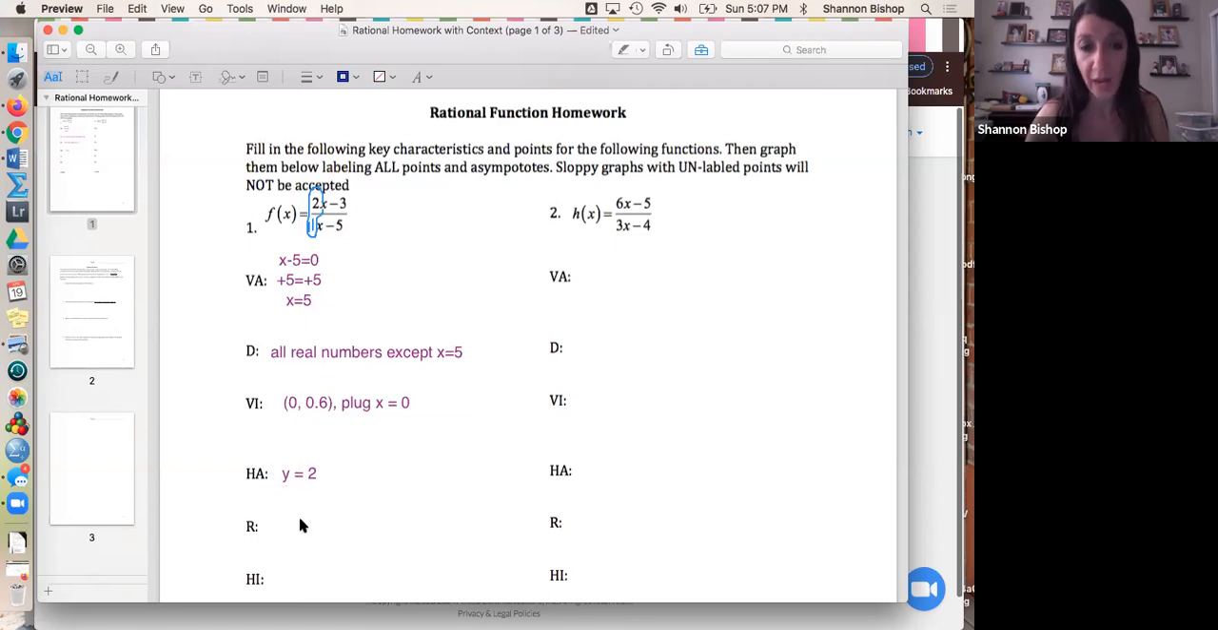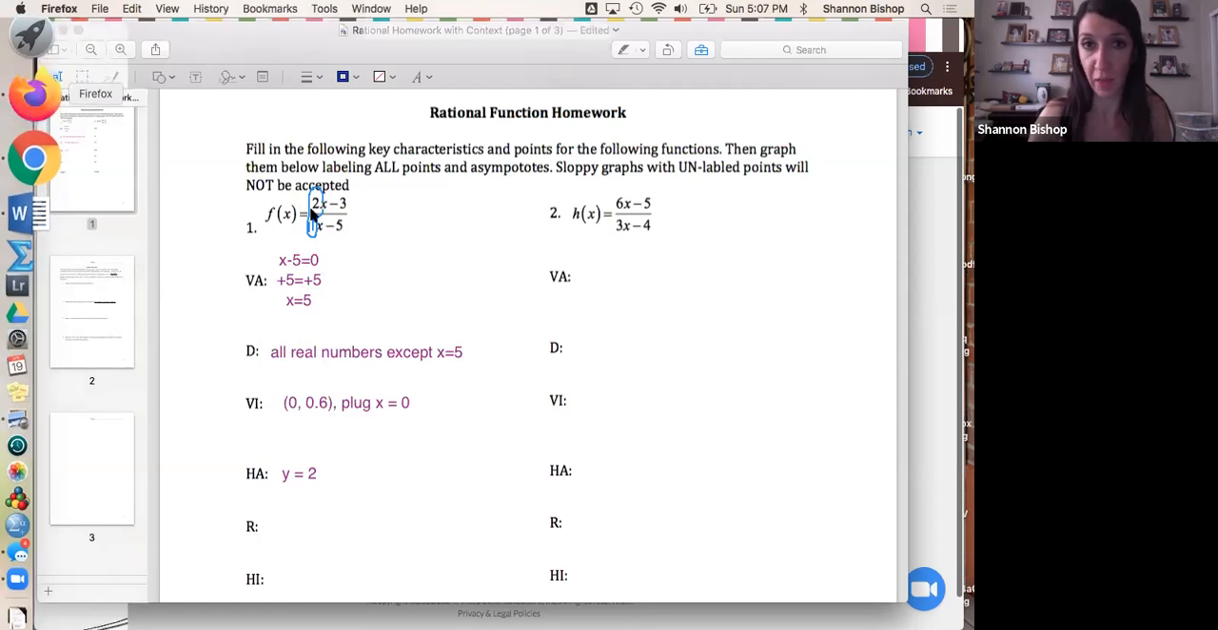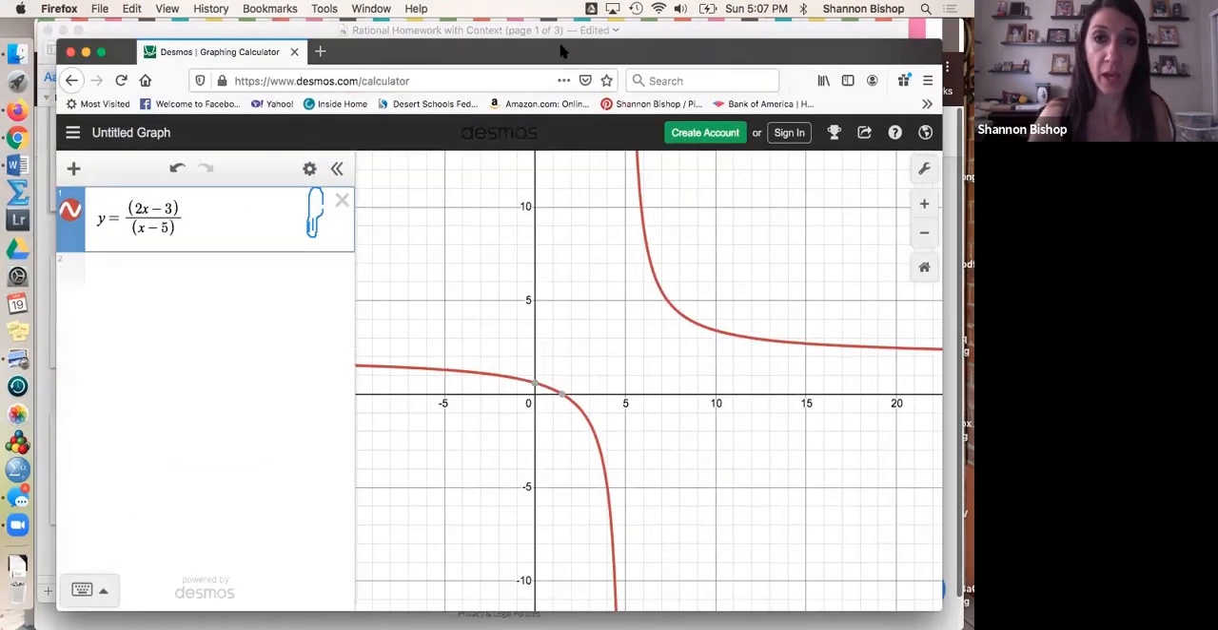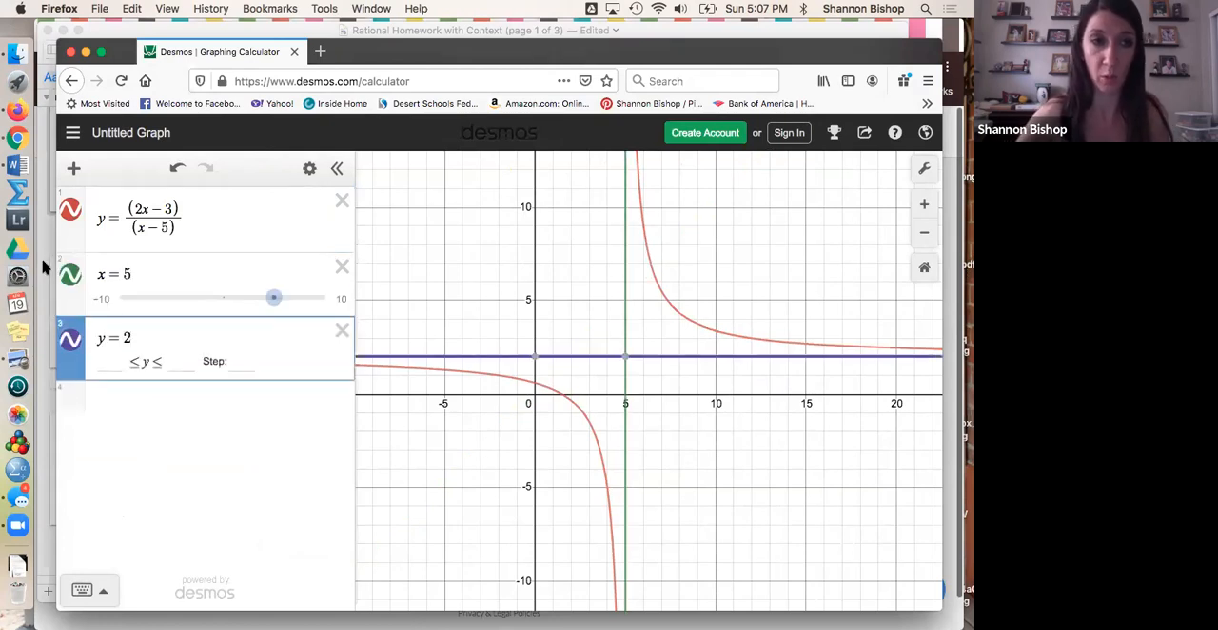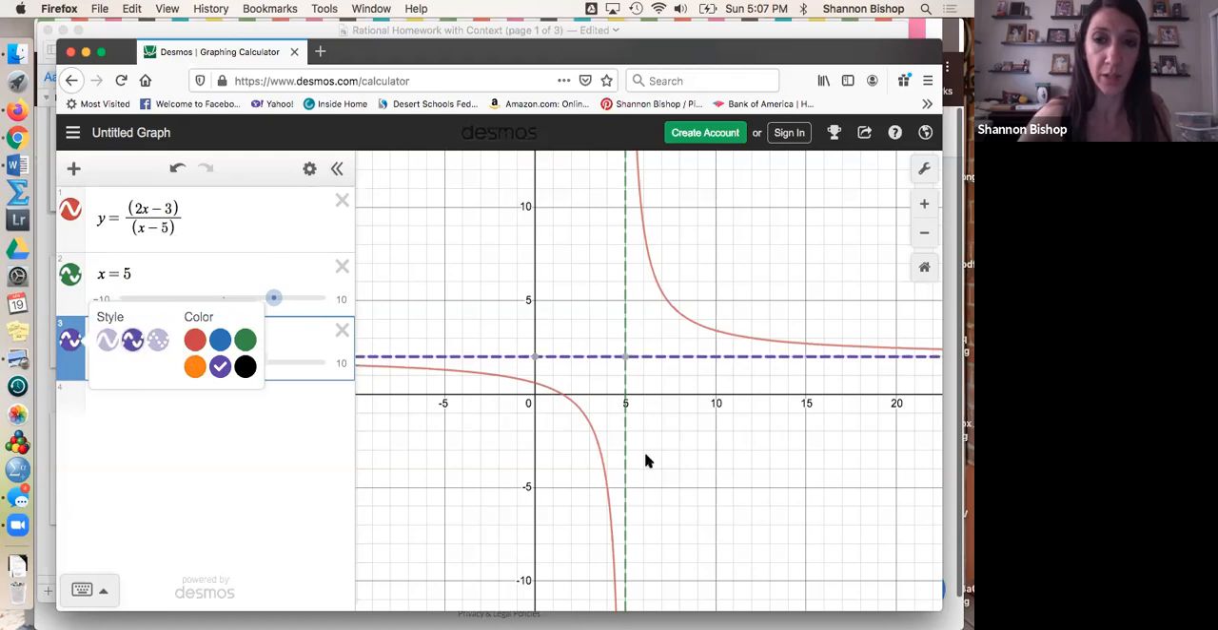Okay, range is something we haven't talked about yet, but I'm hoping that you can take this leap of faith with me. All right, here we go. Let me clear out all my drawings. There we go, clear. If we know that the horizontal asymptote is at y equals 2, so here's my 2 asymptotes. So vertical asymptote is at 5, horizontal asymptote is at 2.